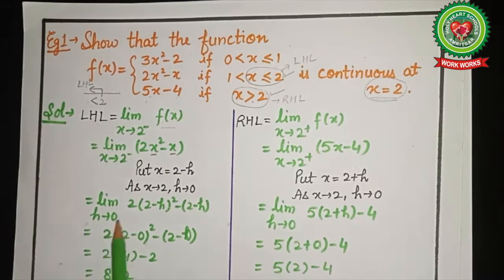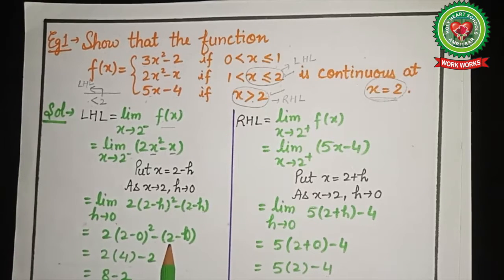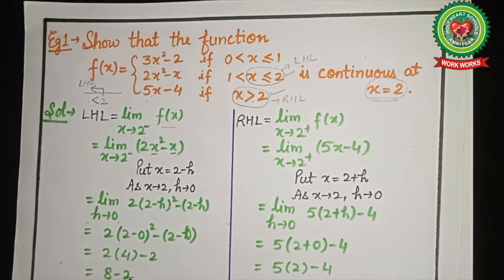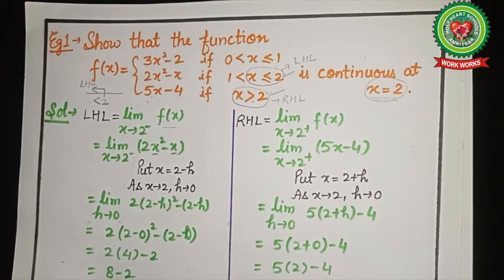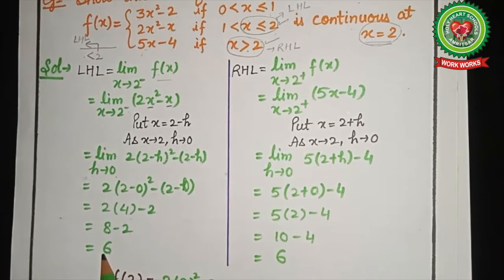Now apply the limit. So it becomes 2 into (2 − 0) whole square minus (2 − 0). So here we get 4. So 2 into 4 is equal to 8, minus 2. So the answer is 6. So on the left hand side we get 6.